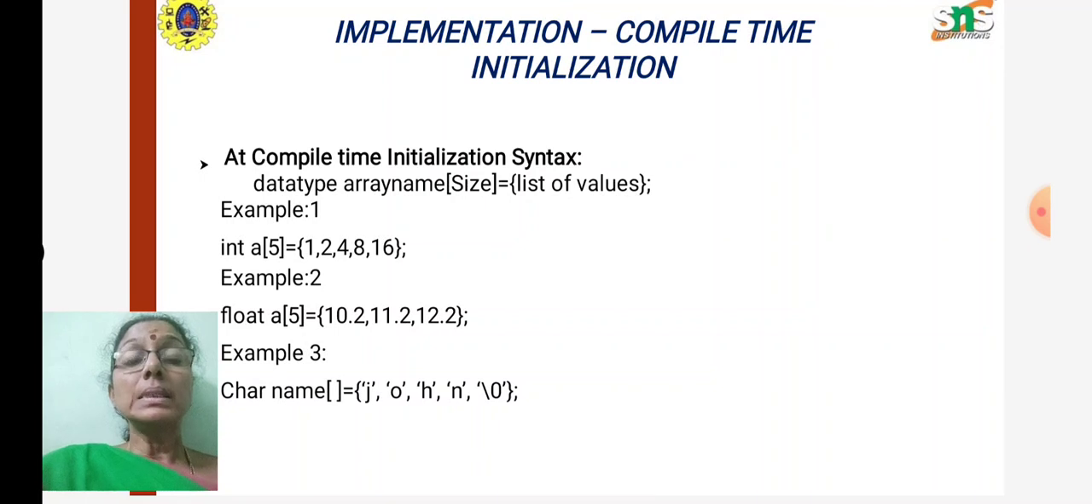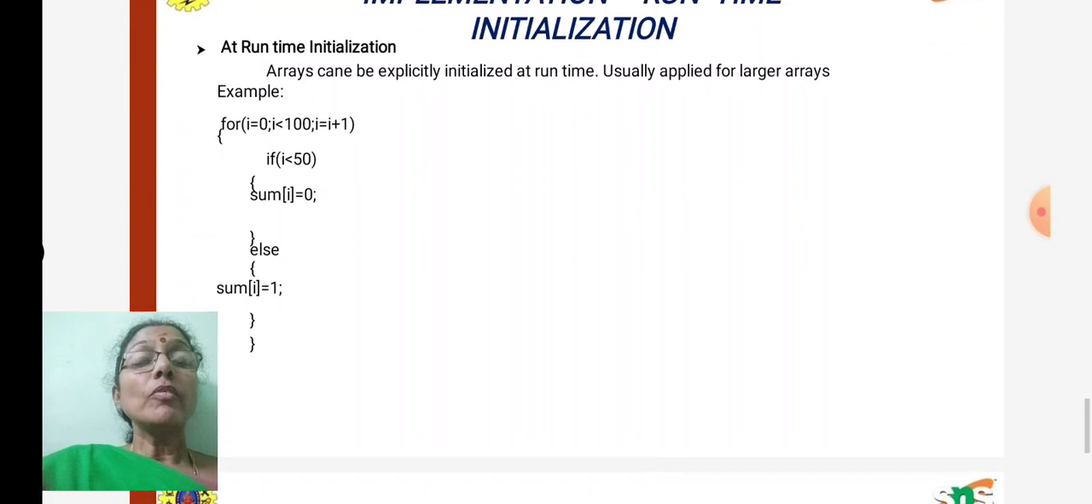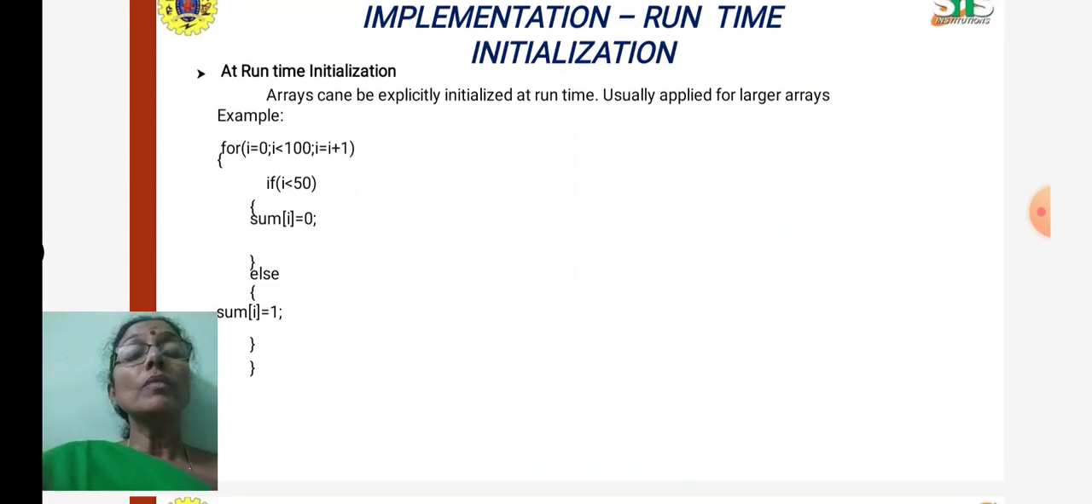And the second initialization type is runtime initialization. That means you can get the value at runtime, using the scanf statement to initialize a value to an array. So the second way of initialization is runtime. So this is an example of how runtime initialization is done. Using the for loop, in this example, for 100 elements we are going to initialize the value to a given array element. This is the way you can do runtime initialization.